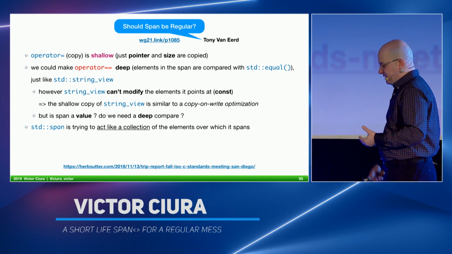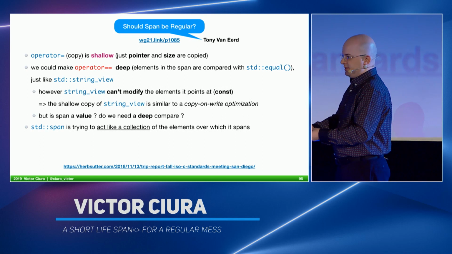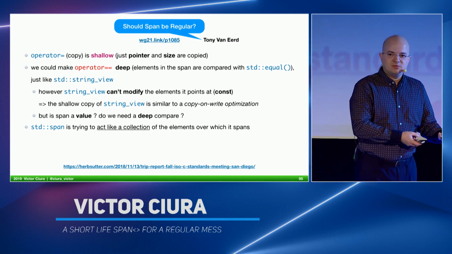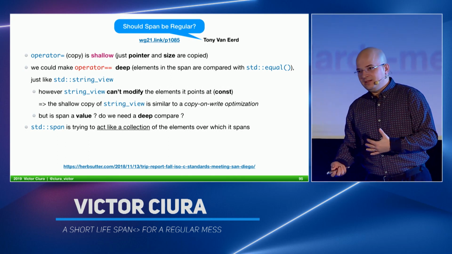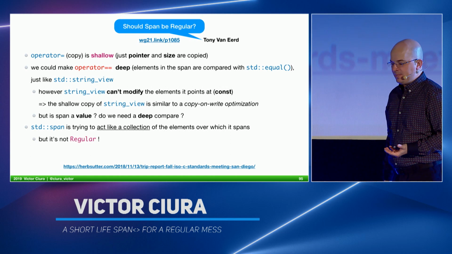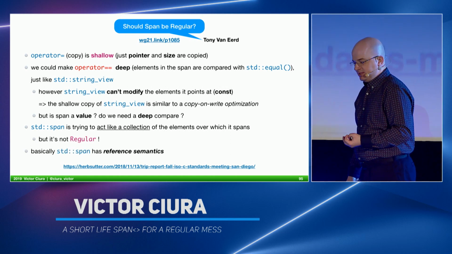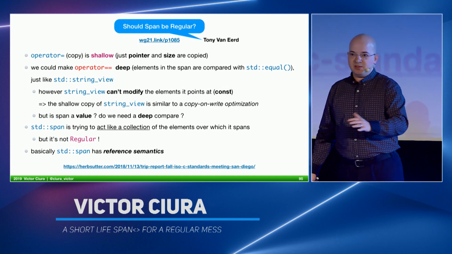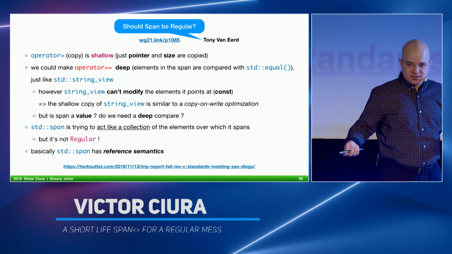Span is trying to act like a collection of elements over which it spans. So if we construct a span from a vector, for example, it kind of wants to behave like the vector it spans over. But it really isn't behaving that way. It's definitely not regular. Basically, span has reference semantics. Maybe it's debatable if we should call it span ref, but we dropped that long ago.